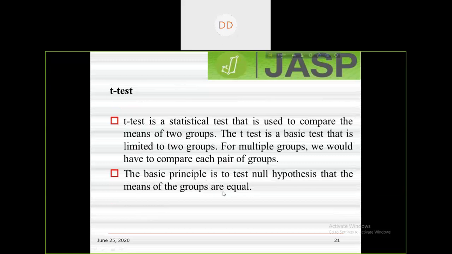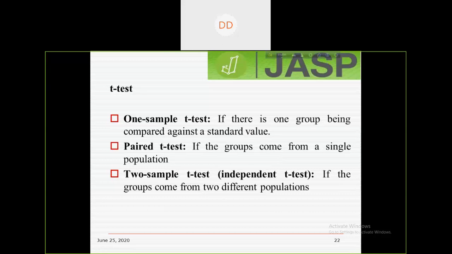Now the t-test. Generally we use this test to test our hypothesis. The t-test is a statistical test used to compare the mean of two groups, and it is basically limited to two groups. For multiple groups, we would have to compare each pair of the groups. So this is the t-test, and there are three types: one sample t-test, paired t-test, and two sample t-test, also known as independent t-test. In a one sample t-test there is one group, and it is compared with a standard value. In a paired t-test, there are different groups from a single population. And in a two sample t-test, there are different groups from two different populations. So these are the three types of t-test.